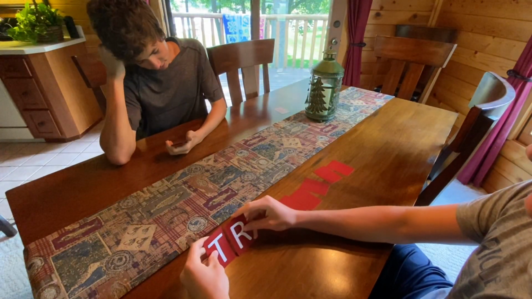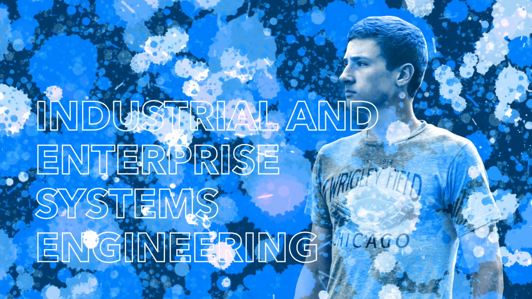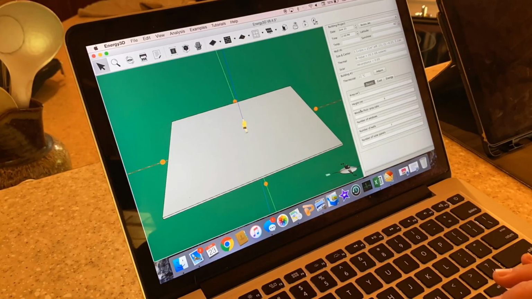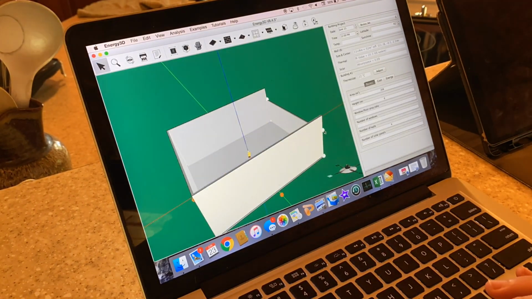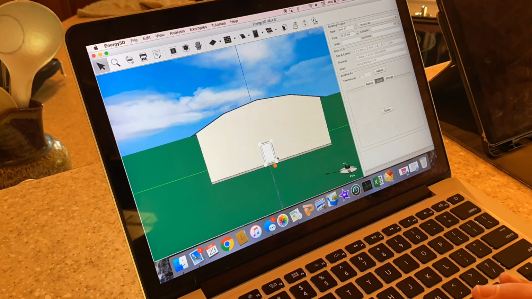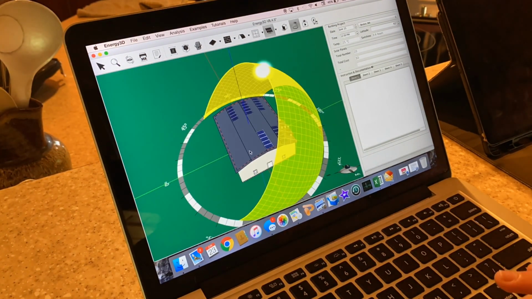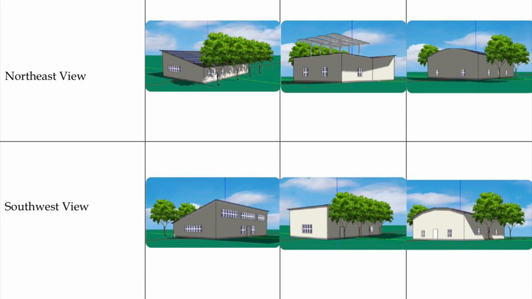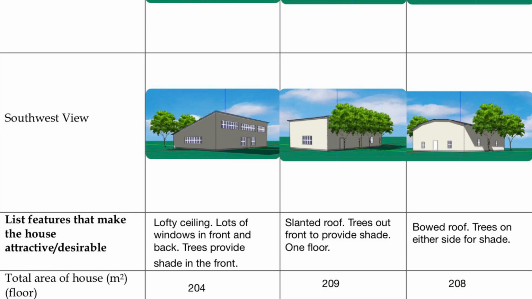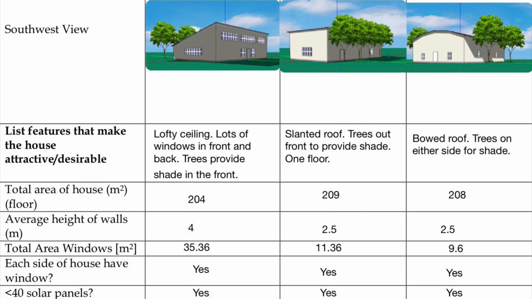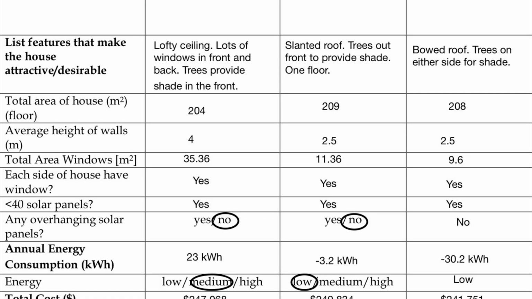The goal of the industrial and enterprise systems engineering activity was to design 3 different houses and try to make them affordable and carbon negative. All of my houses were very small and had the maximum number of solar panels attached. I added a lot of windows and most of my houses were carbon negative.